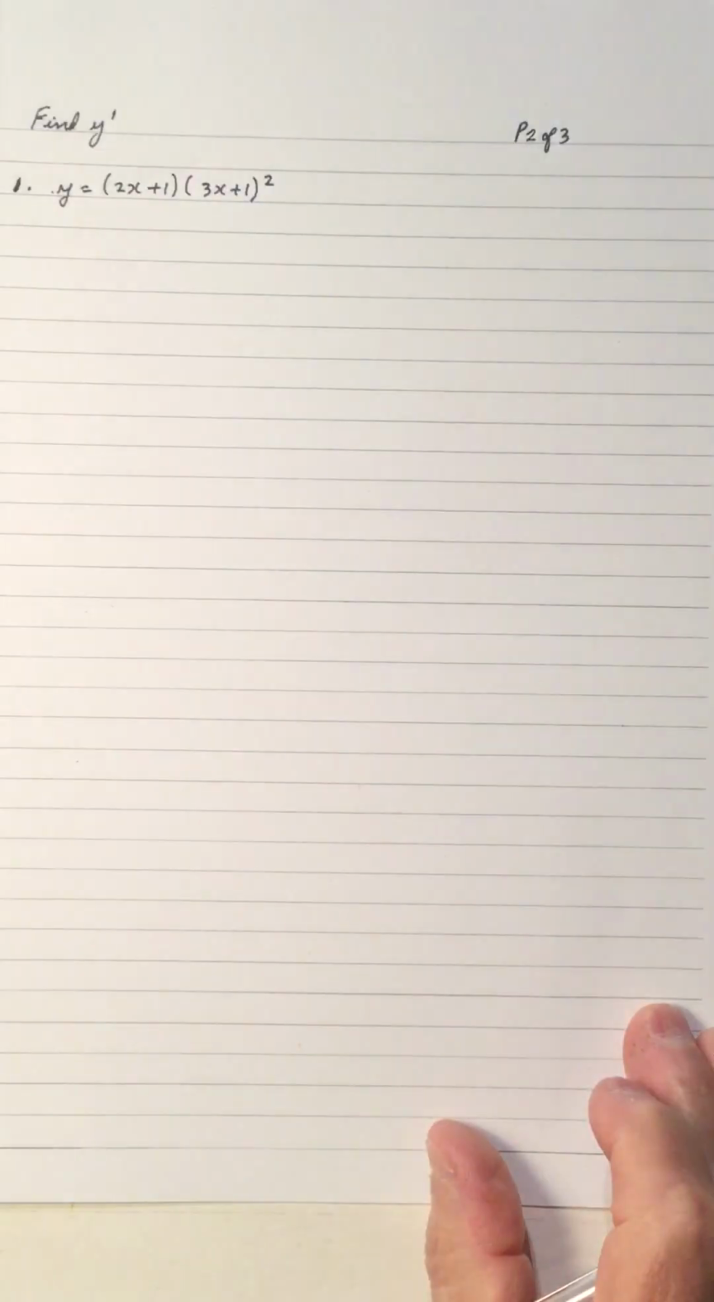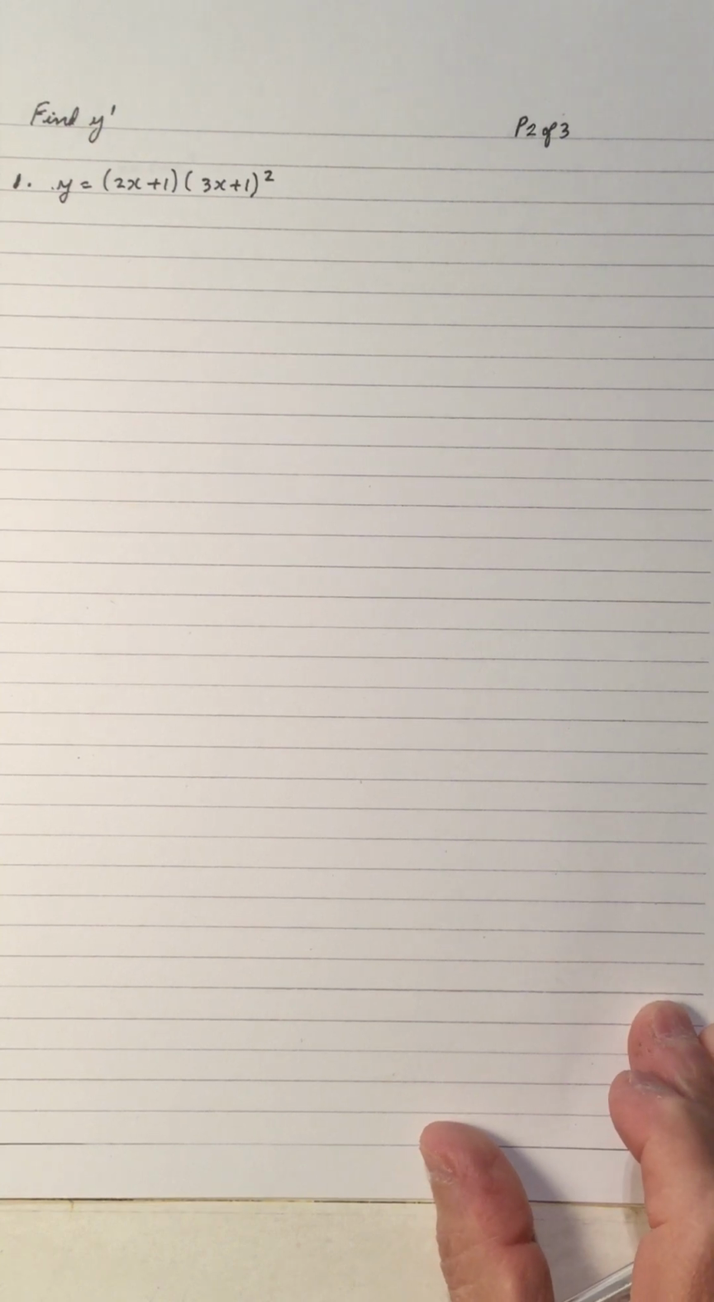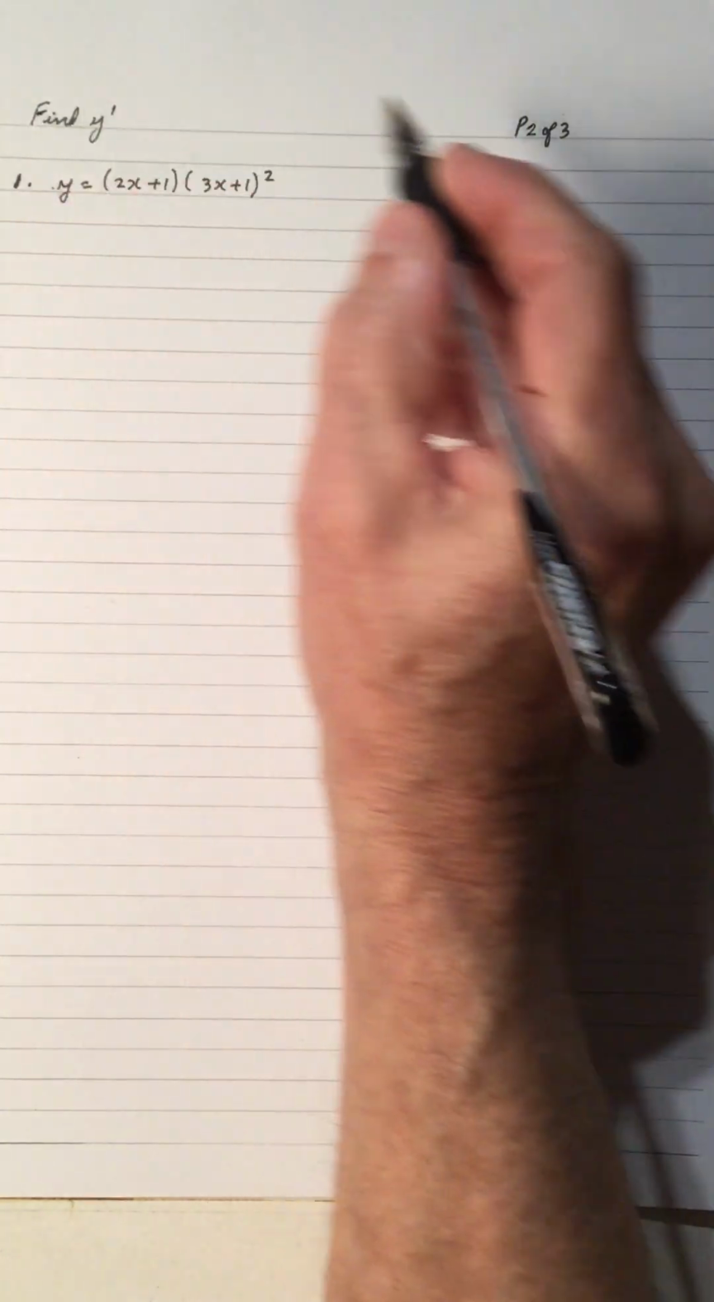Hi, welcome to my video on the chain rule, more examples, and this is number 4. And again, more examples help you understand the derivative of functions which are comprised of composite functions.